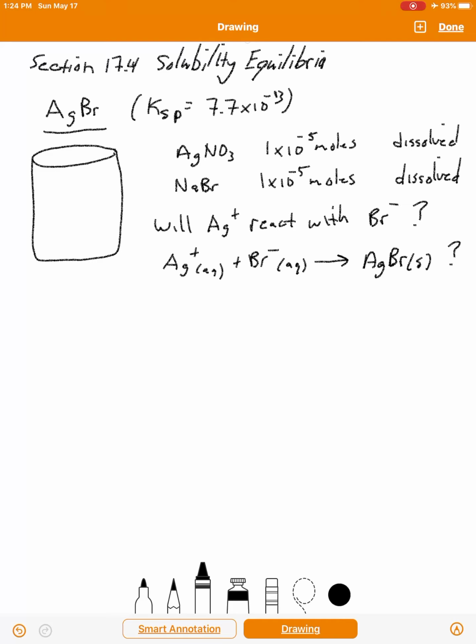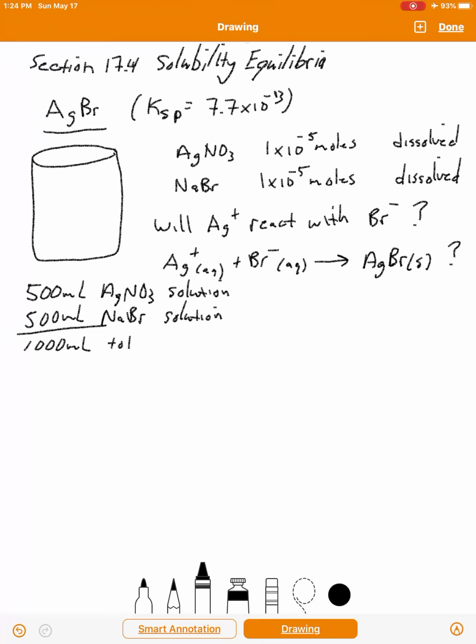So I want to show you a method for figuring out whether they will. First of all, we need to know what the volume is. Just to make things simple, let's say the volume that we're adding is 500 milliliters of silver nitrate solution and 500 milliliters of sodium bromide solution. They're dissolved in water, those two solutions we're adding together. Well, the total volume would be 1,000 milliliters, right? That'd be our total volume. But 1,000 milliliters is the same thing as 1.0 liters. So our total volume, once we add everything together, is going to be 1 liter.